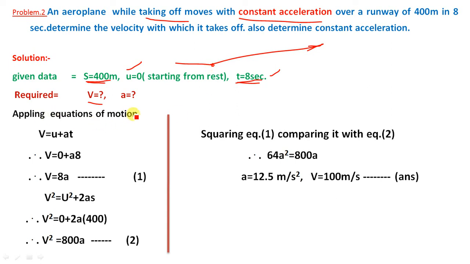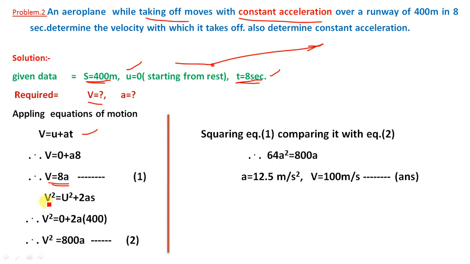So by applying the equation of motion, first v is equal to u plus at. Here v is not known and a is also not known. Substitute the values: v is equal to u plus at, t is 8. You will get the equation v is equal to 8a. Let's say this is my equation number 1.